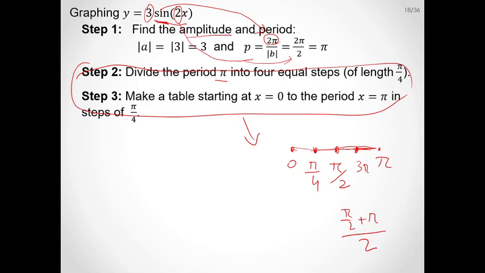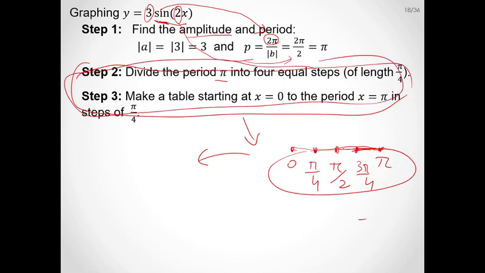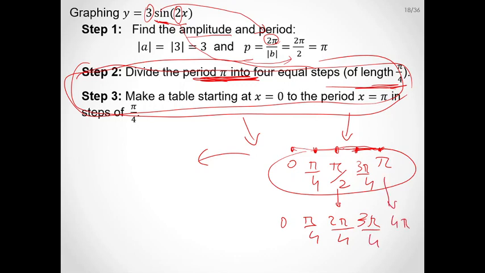and it will be 3 pi over 4. Now these are the points we have. Now by using them, we will make the table. So this is step 1, and step 2 is telling you how to get these. Either you can do the halves, or you can directly do pi divided by 4. So you will get pi over 4, and this one will be 2 times pi over 4, this one will be 3 times pi over 4, and this one will be 4 pi over 4.